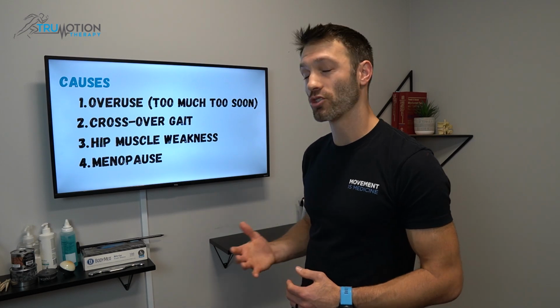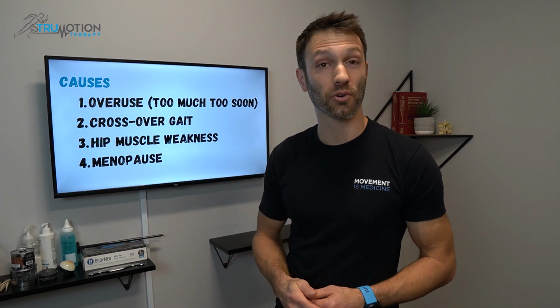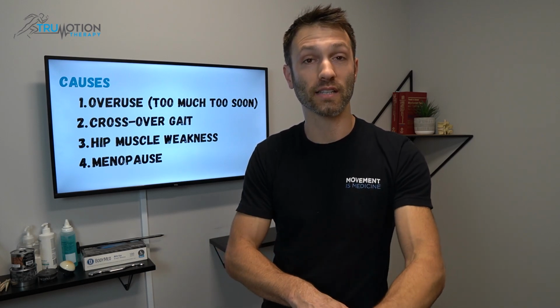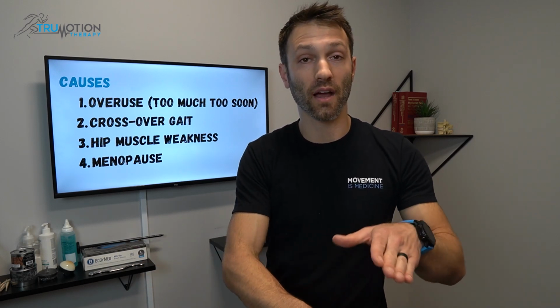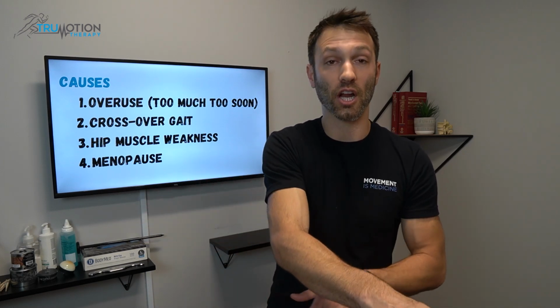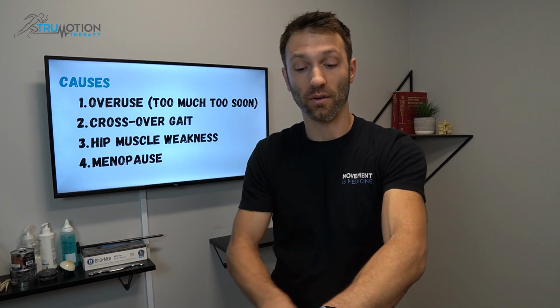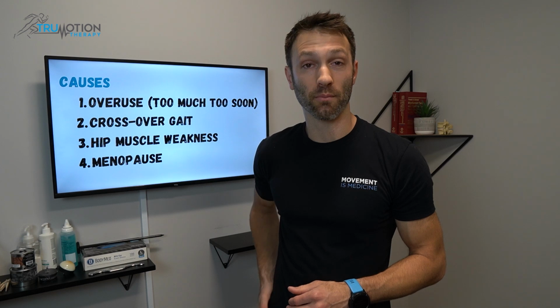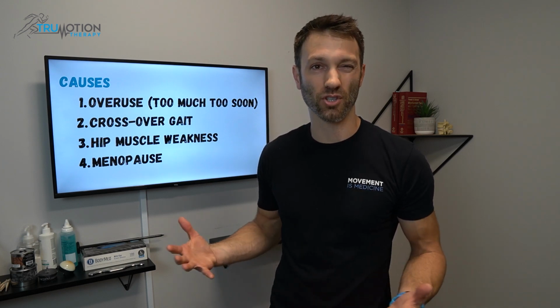Some other things that can contribute to it are what we call a crossover gait. So your crossover gait is like when you're running or walking like you're on a tightrope. That's one foot in front of the other, okay? Or even worse is when you're actually crossing over, you're stepping over midline as you're walking or running. What that's gonna do is that's gonna put more strain on the outside of your hip, again, resulting in irritation of those tissues.